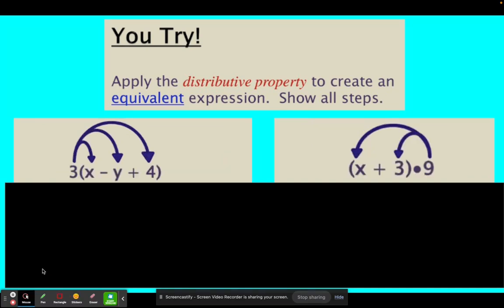Try this one out. Pause your video. See if you get them correct.